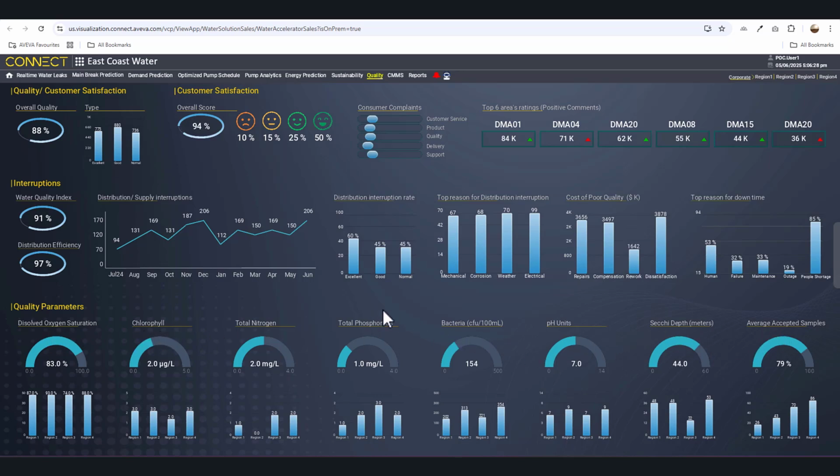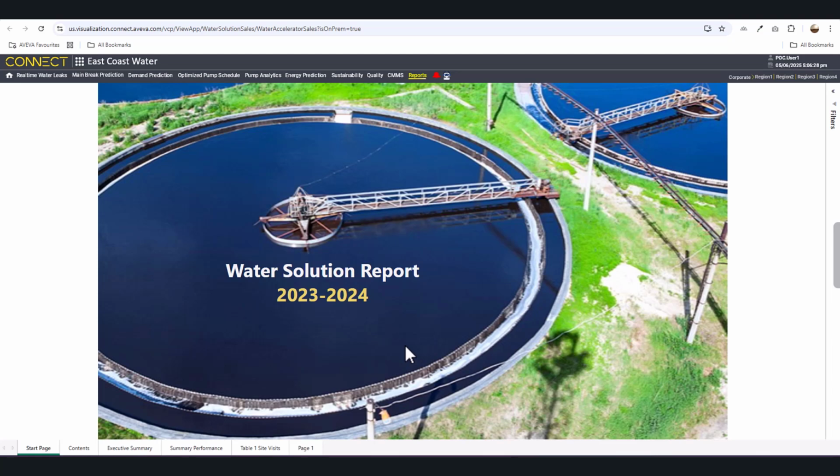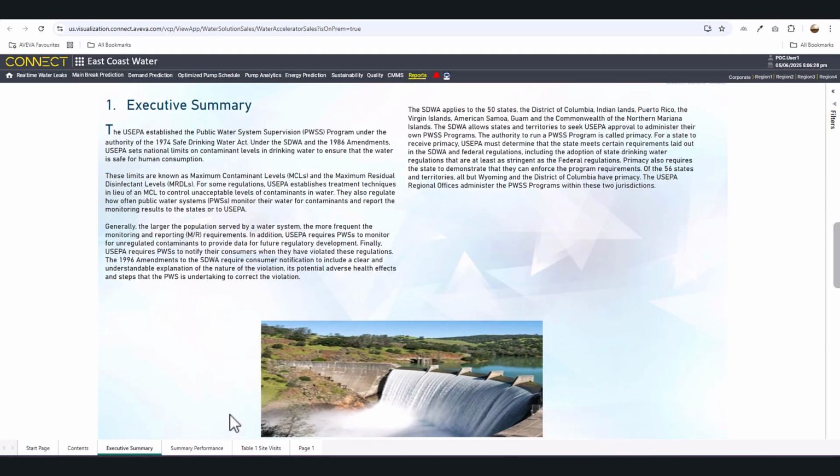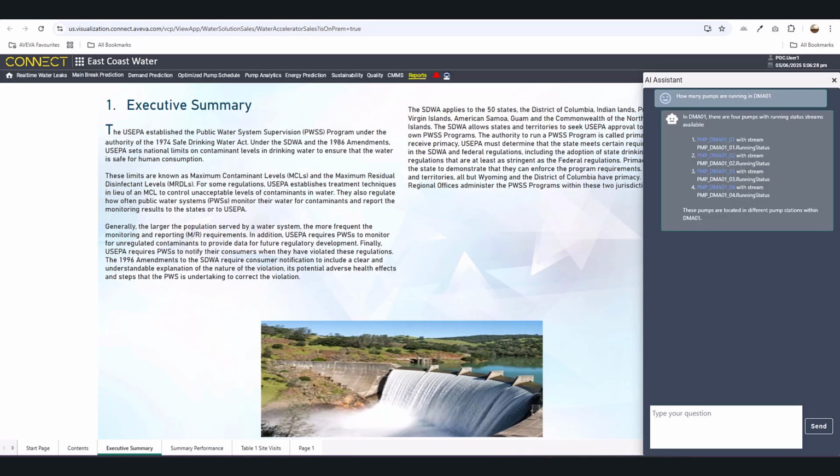customer satisfaction. The Industry Accelerator for Water also provides a reports function, in which users can access compliance and regulatory reports on a timed or ad hoc basis. Additionally, the Industrial AI Assistant is available in asking natural language questions, receiving AI-gathered responses based on the user's own data to expedite investigations and issue resolution.